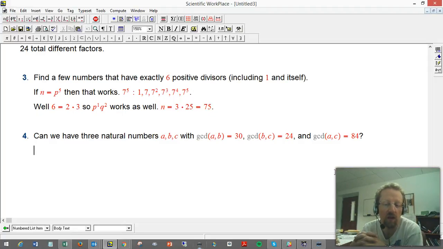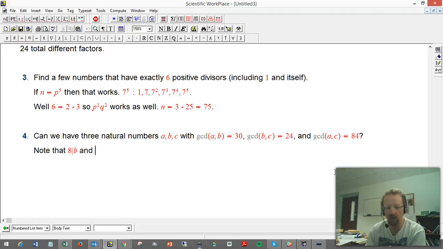But if we think about prime factorizations and FTA, we're going to be able to see that that's not really possible. Let's look at the middle one, for example. We know that 24 divides B and C, so 8 certainly divides B. Okay, so 8 divides B.